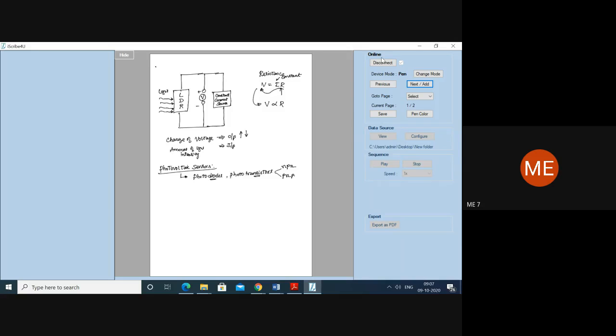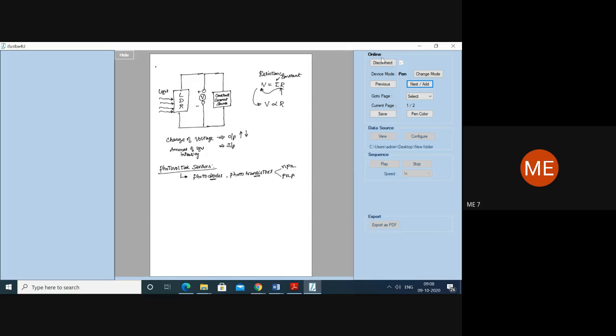But in the case of the photovoltaic sensor, the principle is simple: there exists a potential difference, a voltage across the material because of the incident light. When the light falls on it, electrons are generated, which results in the potential difference. This is the basic principle of photovoltaic sensors.